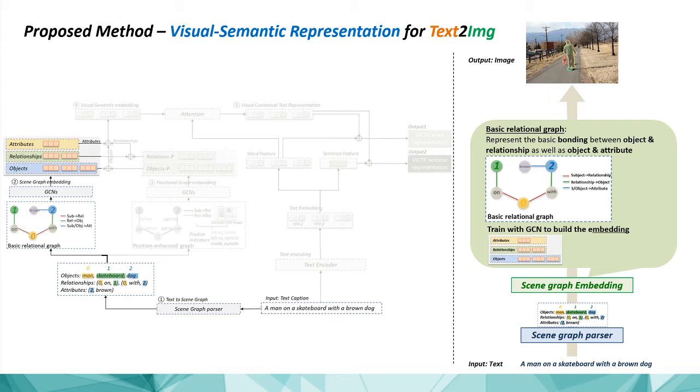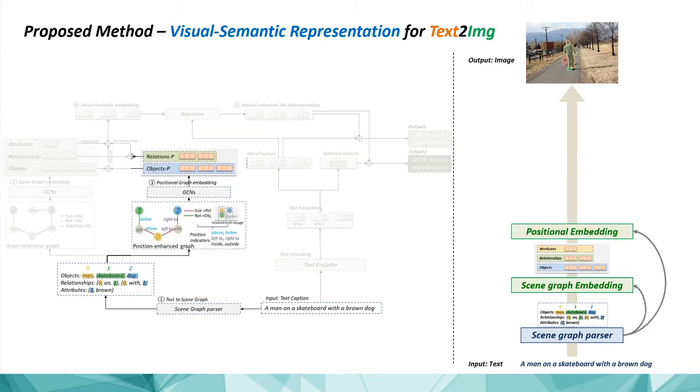The weight of edges are calculated based on the ratio of the specific type of edges to the corresponding total number of edges. But this scene graph embedding for the objects, attributes, and relations is not enough to produce visual semantic information for the text-to-image generation. So we need this information, where to draw, which can be a positional embedding.